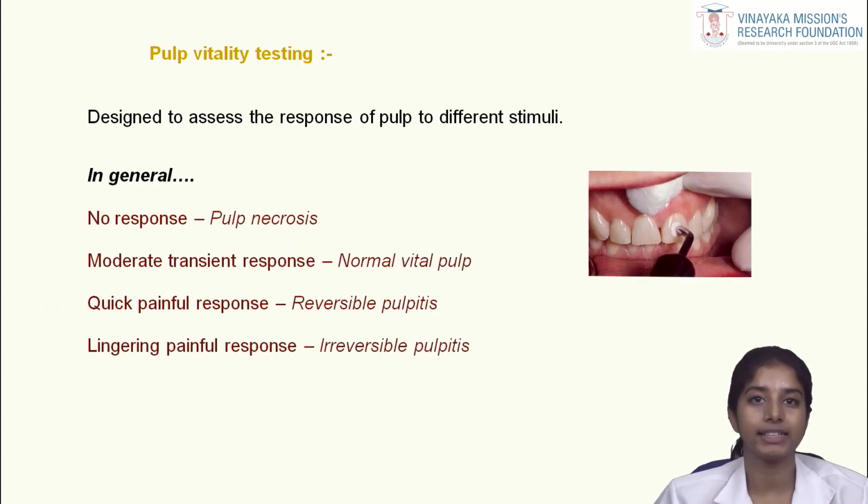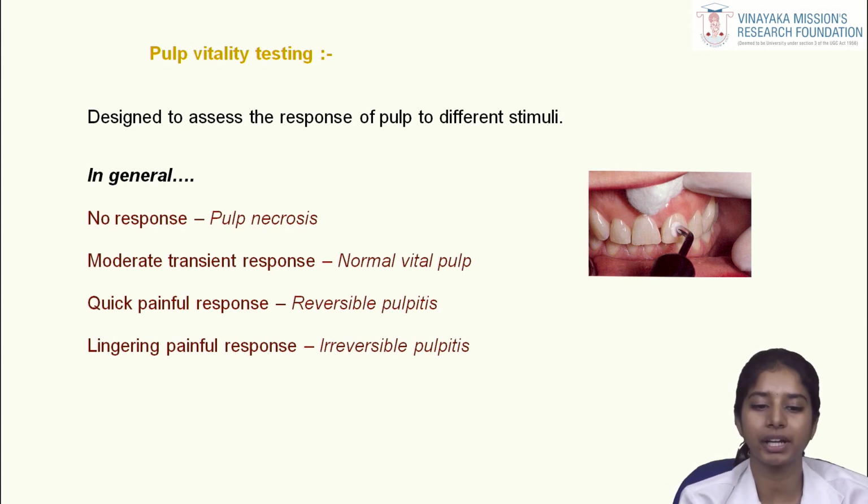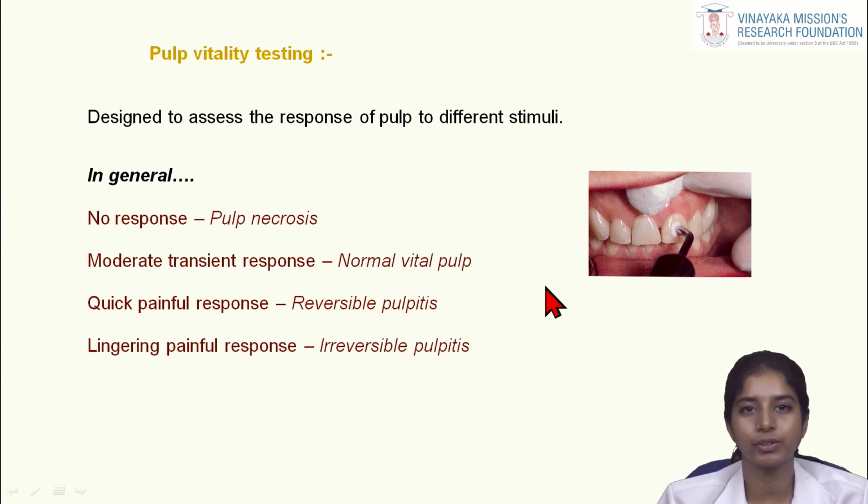Then we have pulp vitality testing, which is designed to assess the response of pulp to different kinds of stimuli. In general, there won't be any response in case of pulp necrosis, and there will be a moderate transient response in case of normal vital pulp, then a quick painful response in case of reversible pulpitis, and then a lingering painful response in case of irreversible pulpitis.